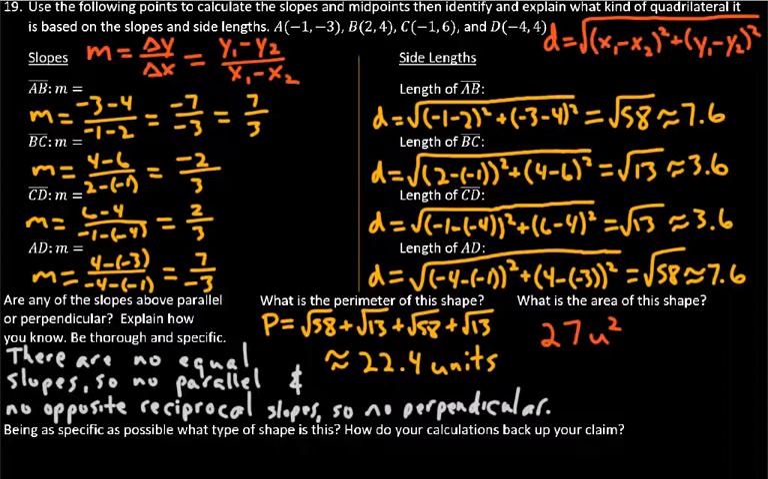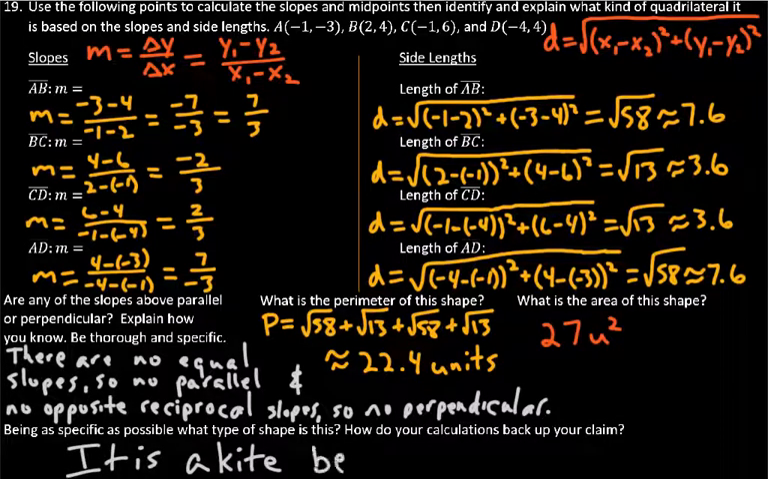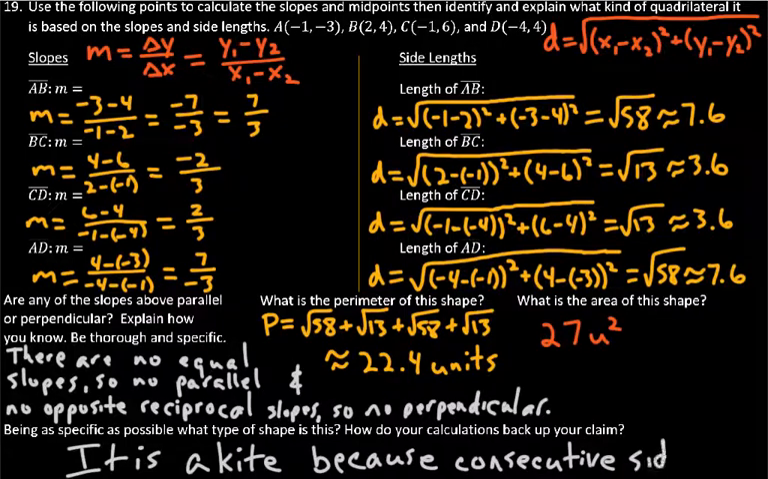And the end of our question here, being as specific as possible, what type of shape is this? How do your calculations back up your claim? It is a kite because consecutive sides are congruent. And because I'm running out of space, I'm just going to make a little congruent sign there and be done with the question.